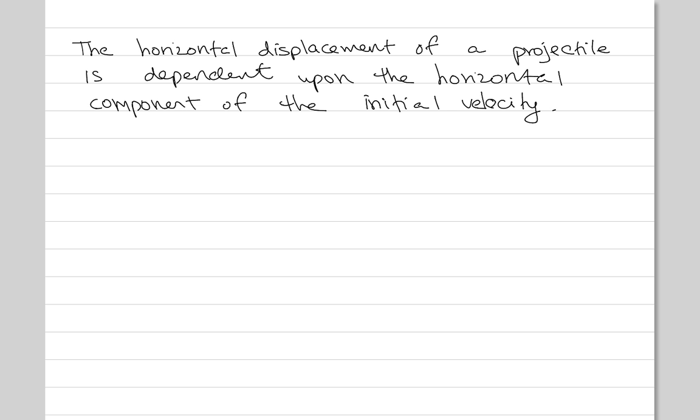And because gravity doesn't act left and right, and there's no other forces involved, there's no air resistance, then you get this very basic formula here. This is what we use for constant motion.